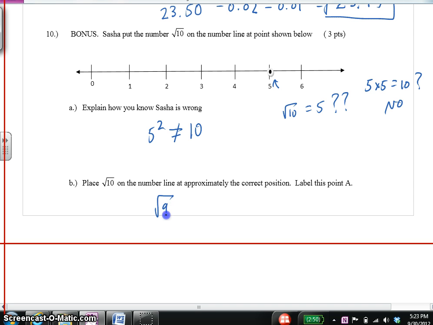So, let's try to put square root of 10 on the number line correctly. Well, here's something we do know. The square root of 9 is 3. The square root of 16 is 4. 10 is between 9 and 16. So the square root of 10 has to be between 3 and 4. And it should be a little bit closer to 3 because 9 is really close to 10. So I'm going to put it about right there. Okay? At a minimum, we know it's between 3 and 4, and we should be able to figure out that it's a little bit closer to 3.